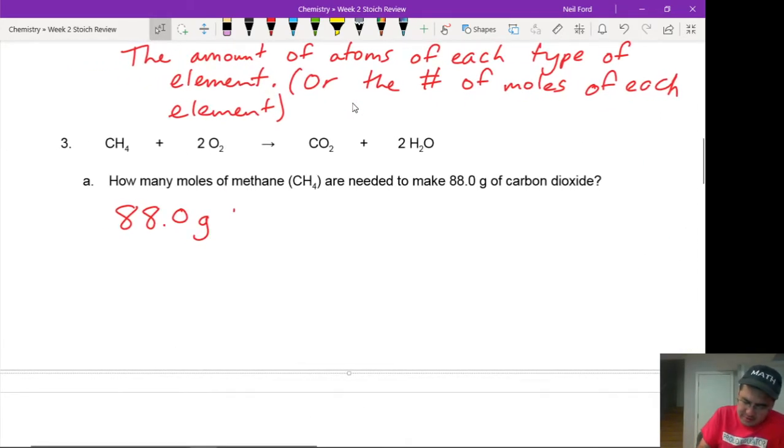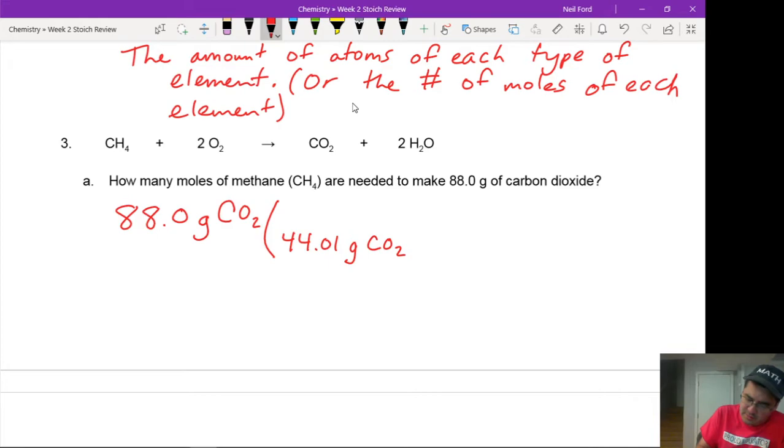Okay, let's see if I get a pen. There we go. There's 44.01 grams of CO2 in 1 mole of CO2. And then it's asking how many moles of methane I need.